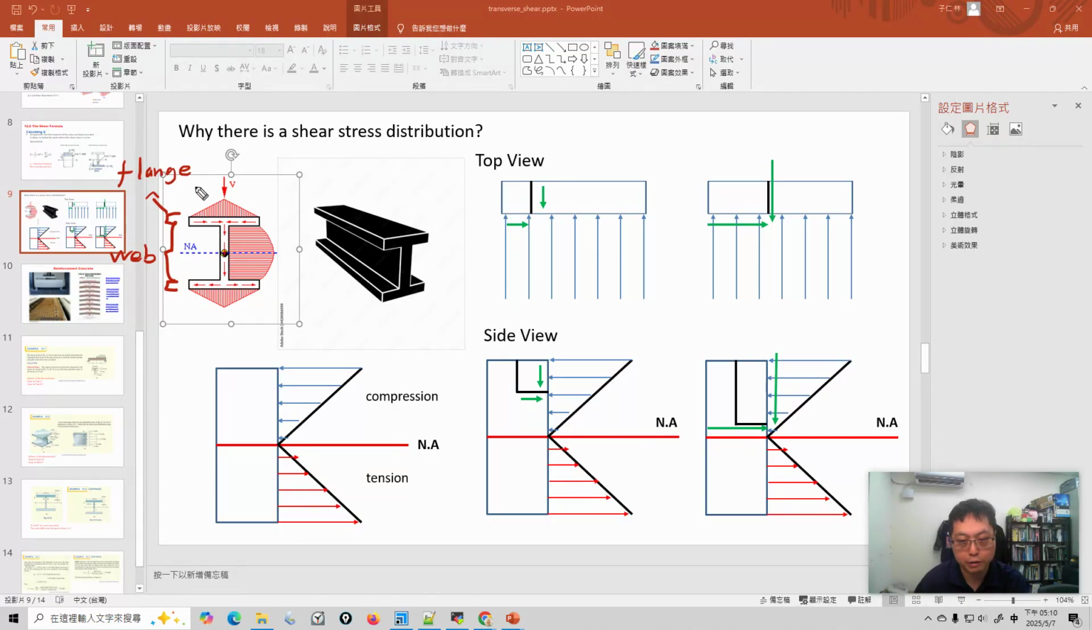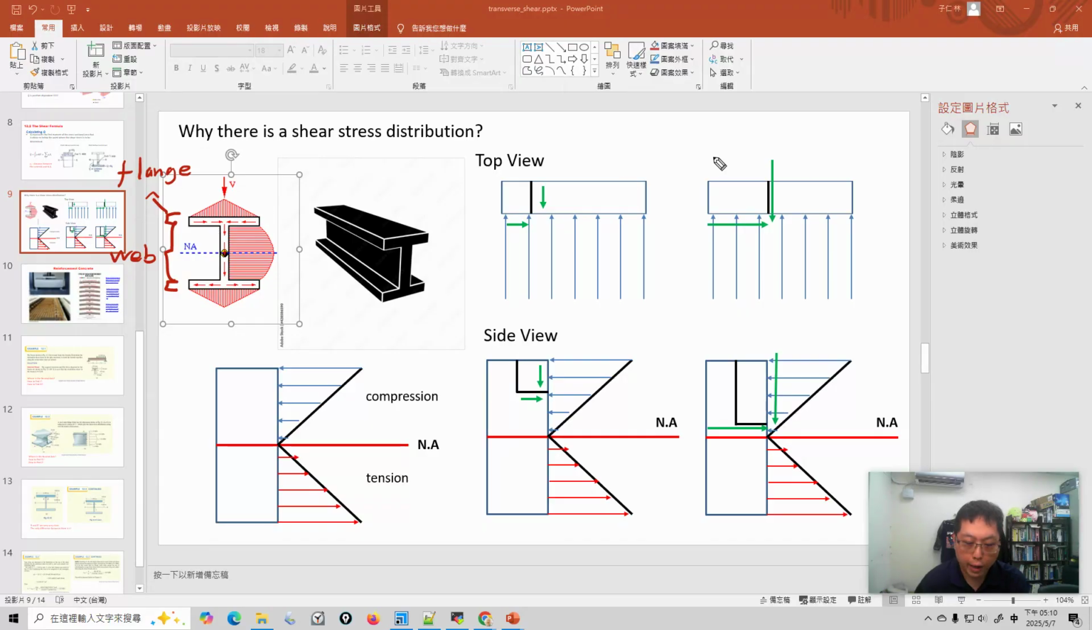the flange part. And the shear stress distribution at the flange part gradually increases from the end to the center. That's what this graph means. The shear stress at the flange part is increased from the end to the center of the flange part. Right now I want to explain why there is a stress distribution at the flange part.